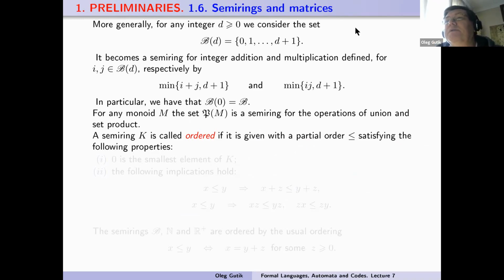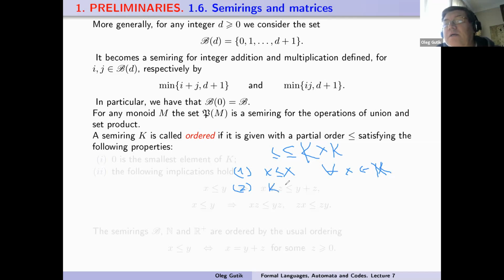So I recall what a partial order is. If we have a relation on K square, and this relation has the following properties. The first property: x is less than or equal to x for any x from K. This is reflexivity, or a reflexive relation.